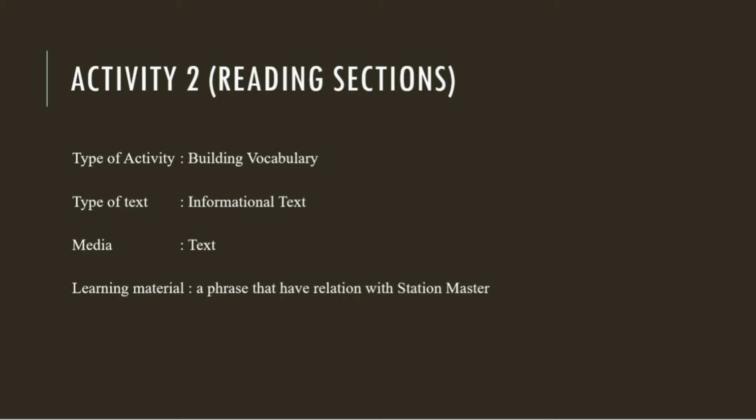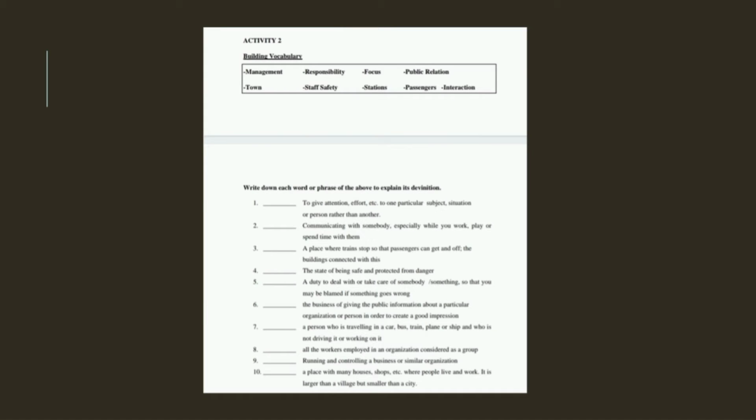And this is activity 2, reading section. The type of activity is building vocabulary. The type of text is informational text. The media is a text, and the learning material is phrases that have a relation with a station master. In this activity, this is a mix and match activity. So students should mix and match between a word and a sentence. I think in this activity, students need a dictionary to get the meaning of the word.